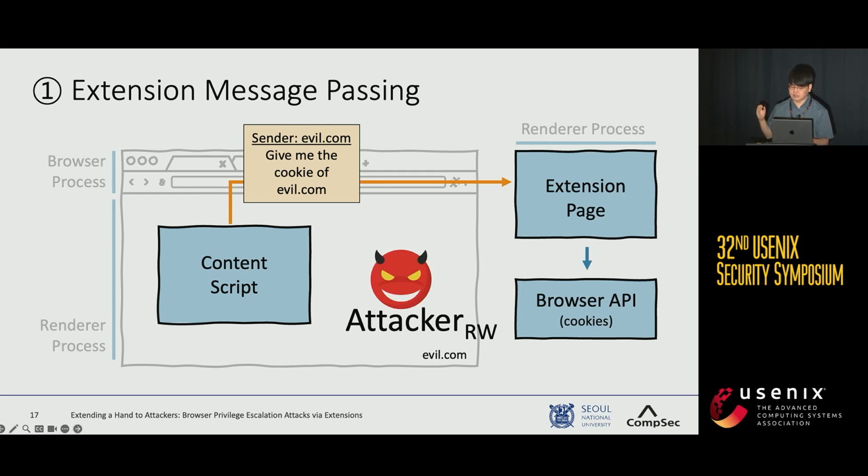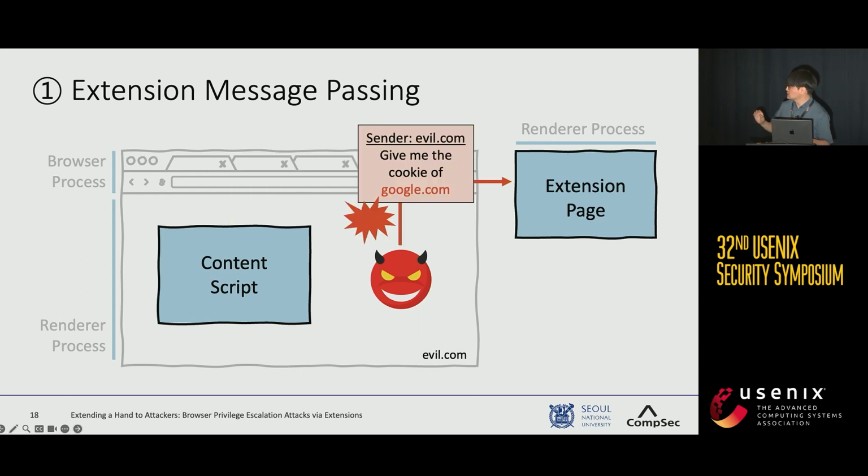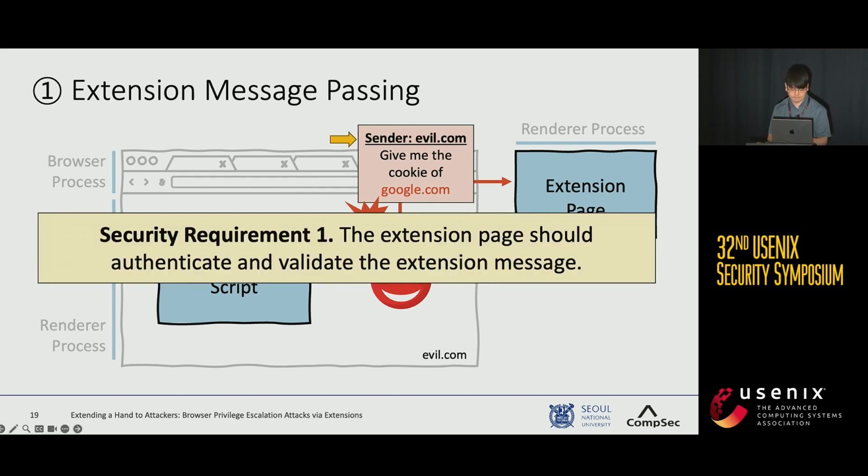But let's bring the attacker RW into the picture. Remember, the content script runs in the page render process, and the attacker RW can spoof IPC messages. This means the attacker RW can spoof extension messages too. For instance, modify the message to request the cookie of google.com. Hence, the extension page should validate the extension message using the sender field in the extension message.